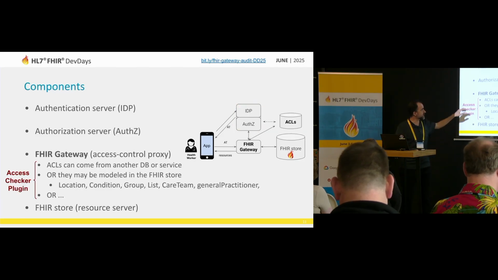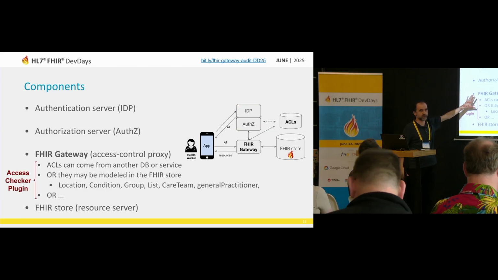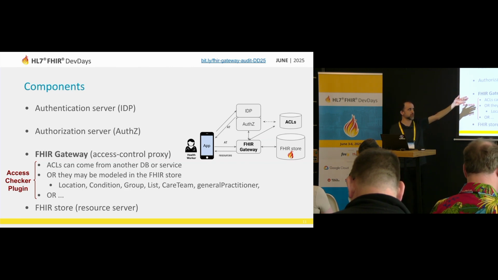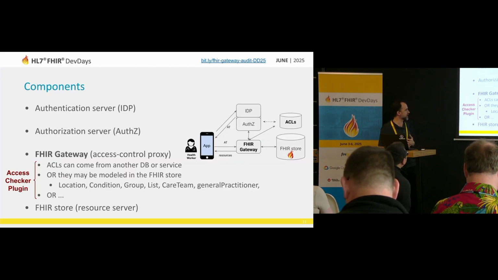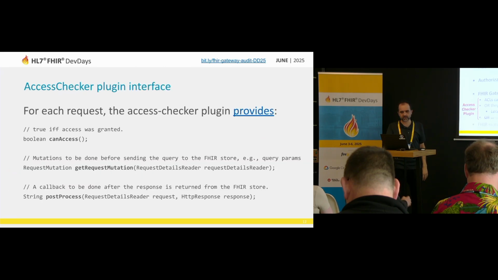So that's where the FHIR gateway comes into the picture. Now we want to apply an access control logic, and this access control logic could be different things. This is the plugin, the access checker plugin. It could be fetching ACLs from a separate server or database. It may read FHIR server resources like location information, care plan, or organization, and based on that, make a decision whether to grant access or not. So this is a custom implementation, which comes as an access checker plugin. And obviously we have the FHIR store, which is the source of truth. It's the resource server, basically.